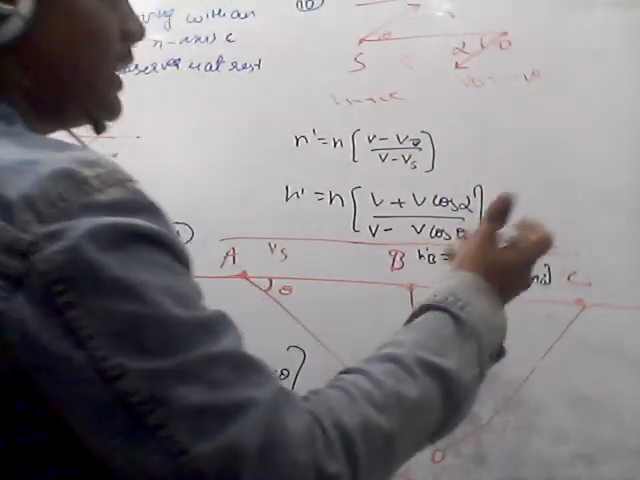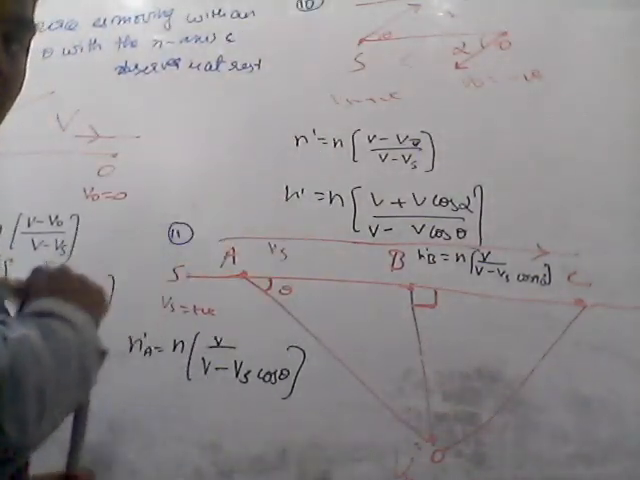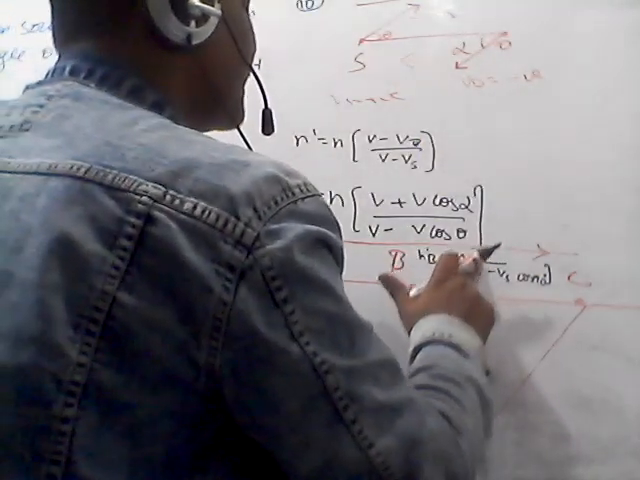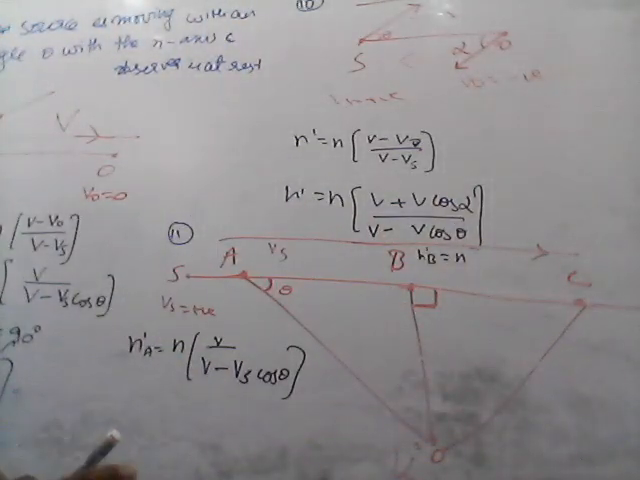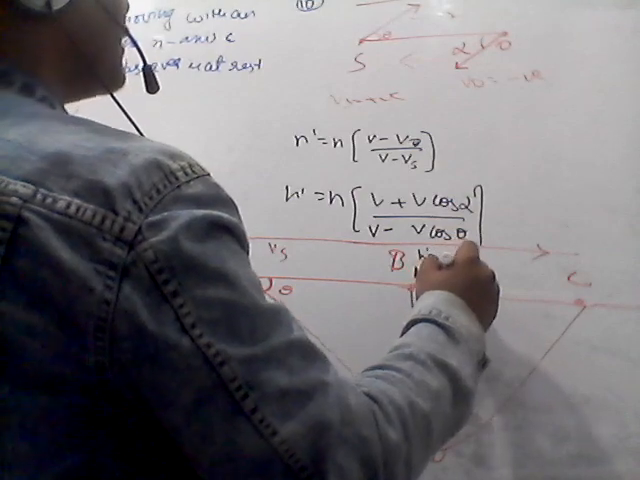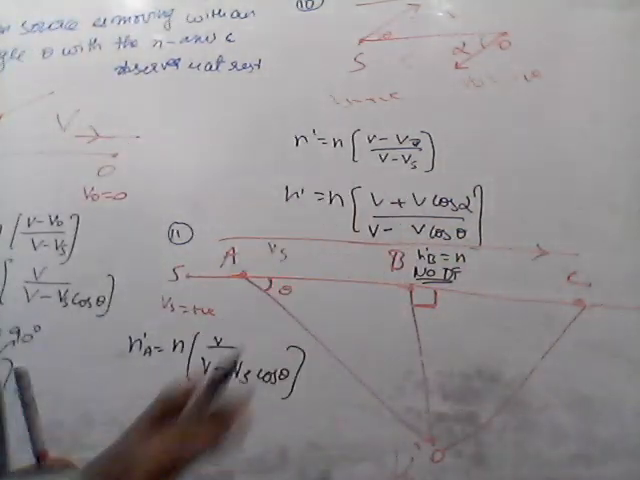Cos 90 is 0. V by V, the special case we have done, right? So can I say it becomes n dash is equal to n? N dash is equal to n. Here there is no Doppler effect.